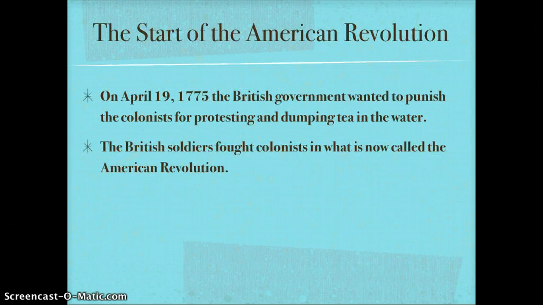The start of the American Revolution was on April 19th, 1775. The British government decided to punish the colonists for protesting and dumping tea in the water. Remember, that happened during the Boston Tea Party. The British soldiers fought colonists in what is now called the American Revolution.